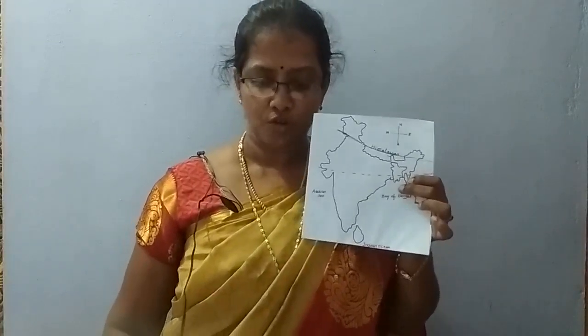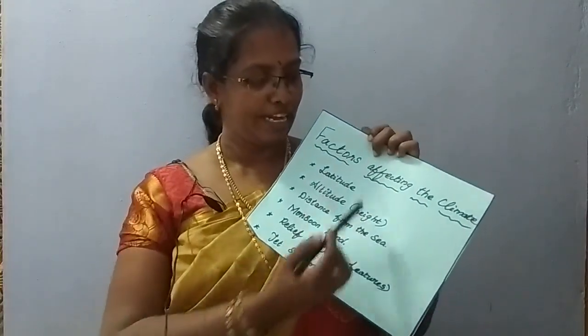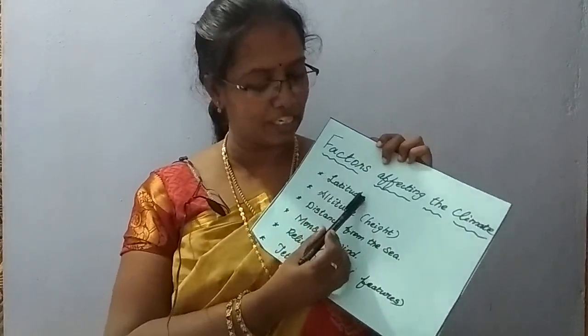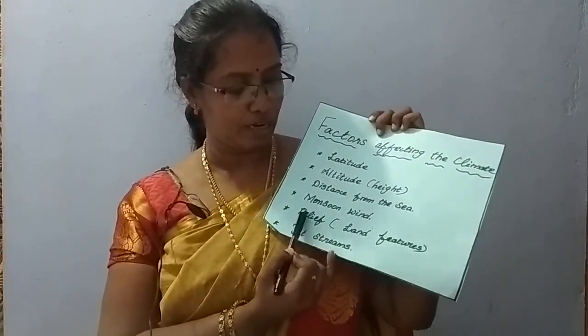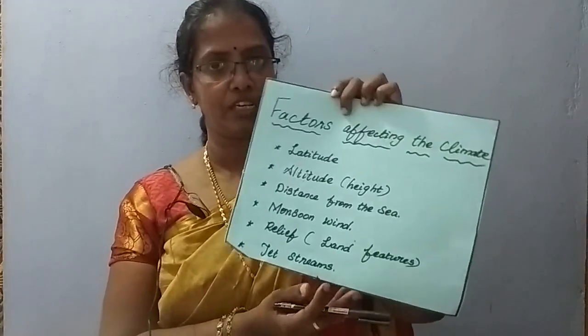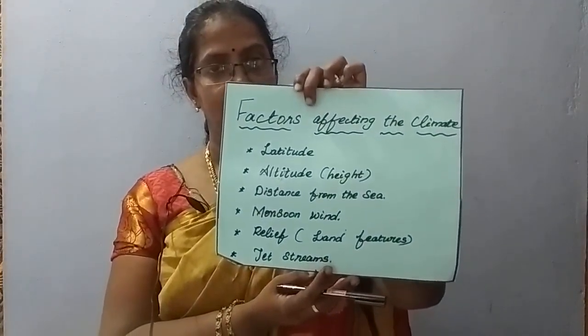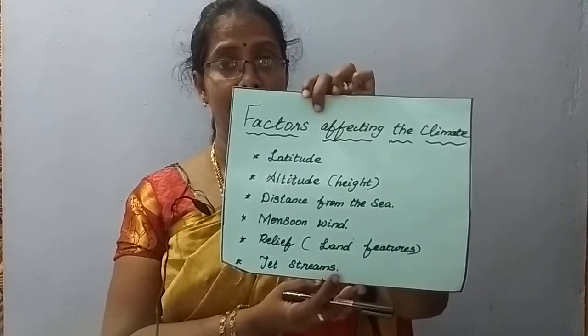Okay, children. The next one, once again I am going to recollect the factors affecting the climate of India. Latitude, altitude, distance from the sea, monsoon wind, relief, jet streams. You can check it, children, for one minute. These are the facts. Sometimes book inside questions they may ask, so that's what I am telling.